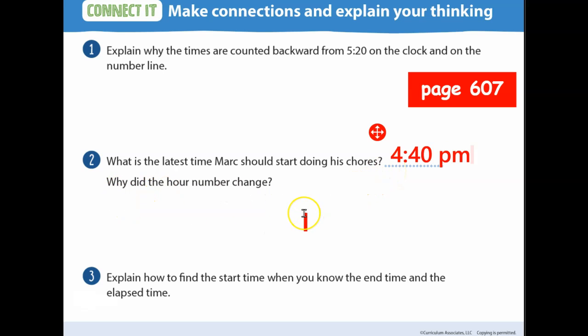Why did the hour change? Well, it changed because it was 5:20, and once we hit 5 o'clock, we still had to keep going, right? Then it goes to the previous hour.